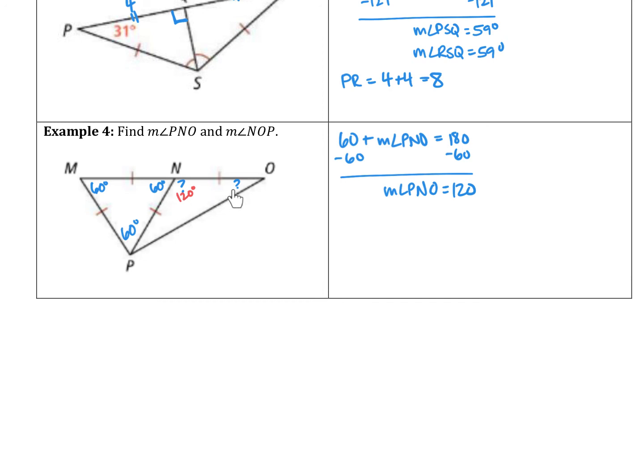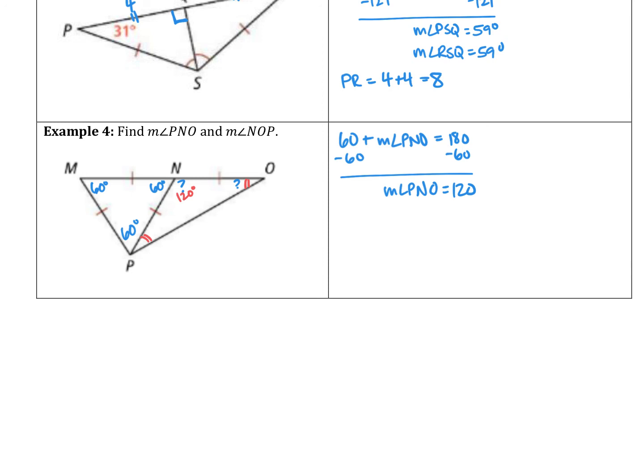Now, how is that going to help me find this? Well, remember, triangle PNO is isosceles. This is the base of it, right? These 2 sides are the legs. This would be the base. And these 2 base angles should be congruent. Let's go ahead and mark those congruent. We'll put marks on these 2 angles to show that they're congruent.